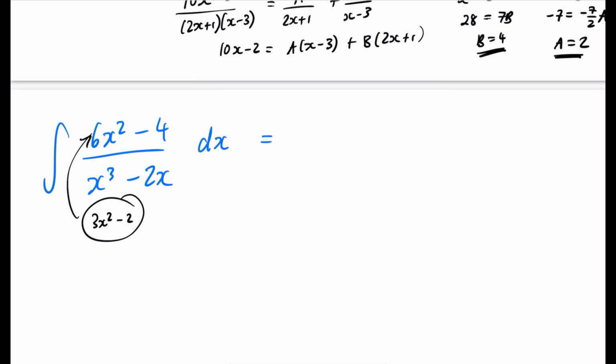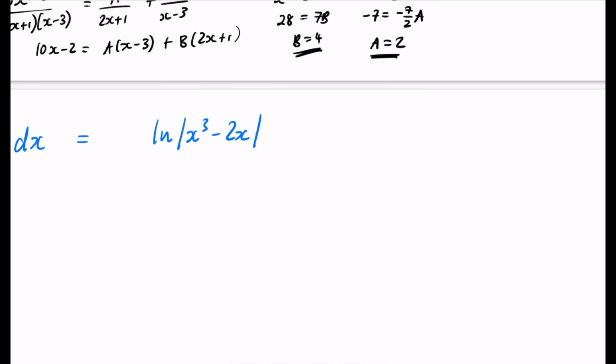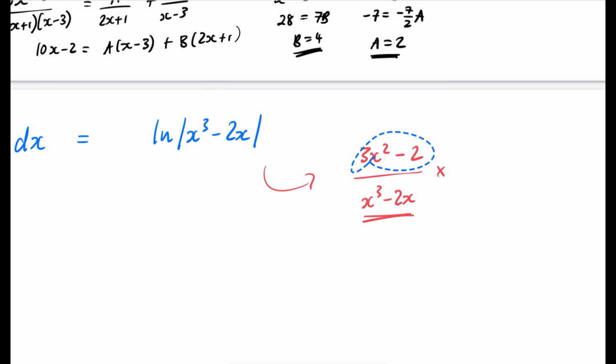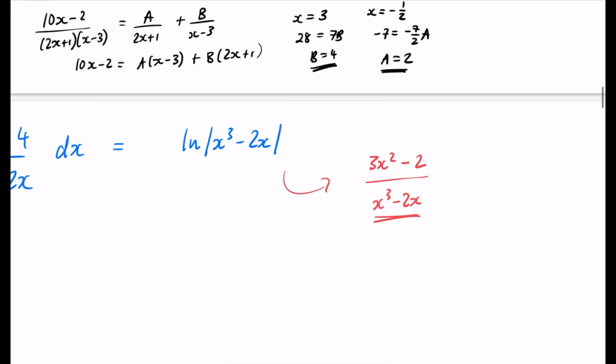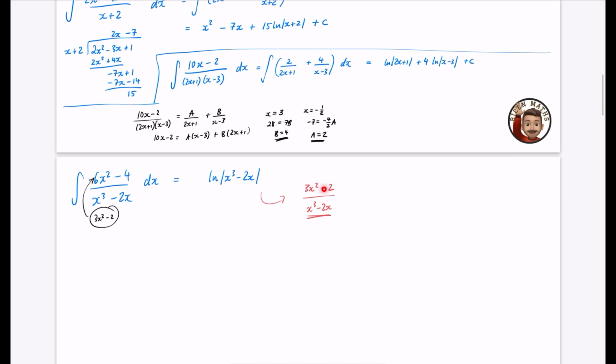So this is telling me it is going to be an ln function. If it is ln of x cubed minus 2x, we know that when you differentiate this, you get 1 over x cubed minus 2x multiplied by the derivative of this, which is 3x squared minus 2. In other words, it just differentiates to this. So the only difference is we don't want it to be 3x squared minus 2.